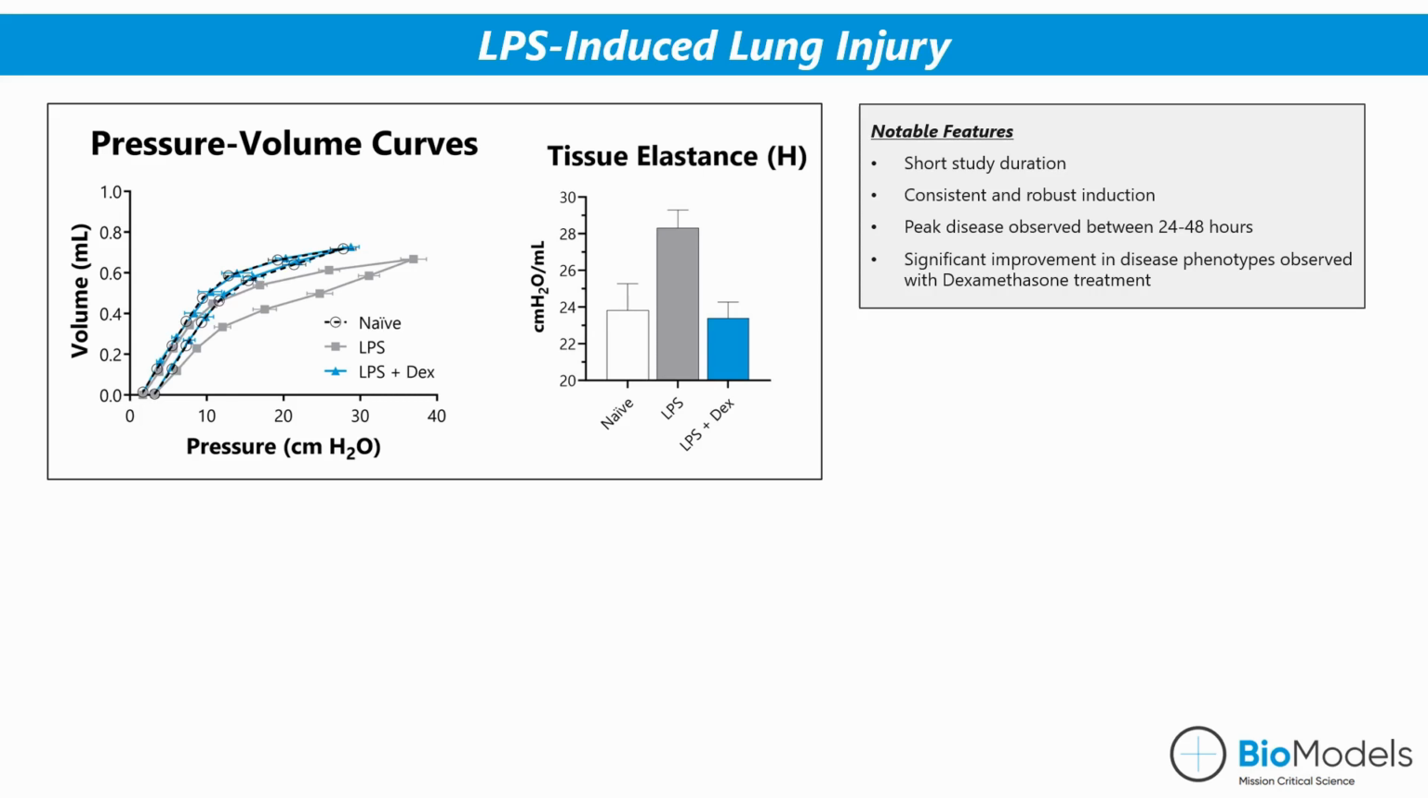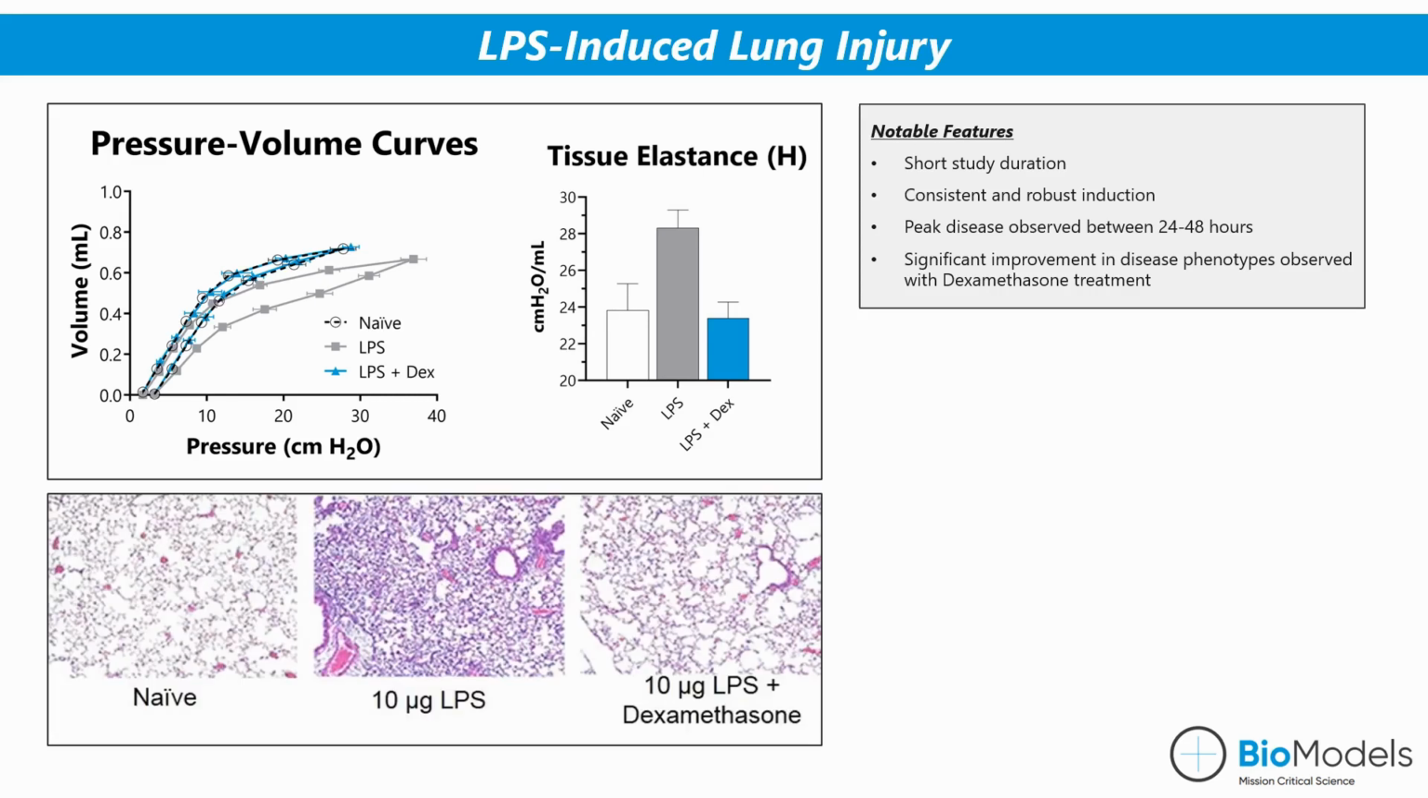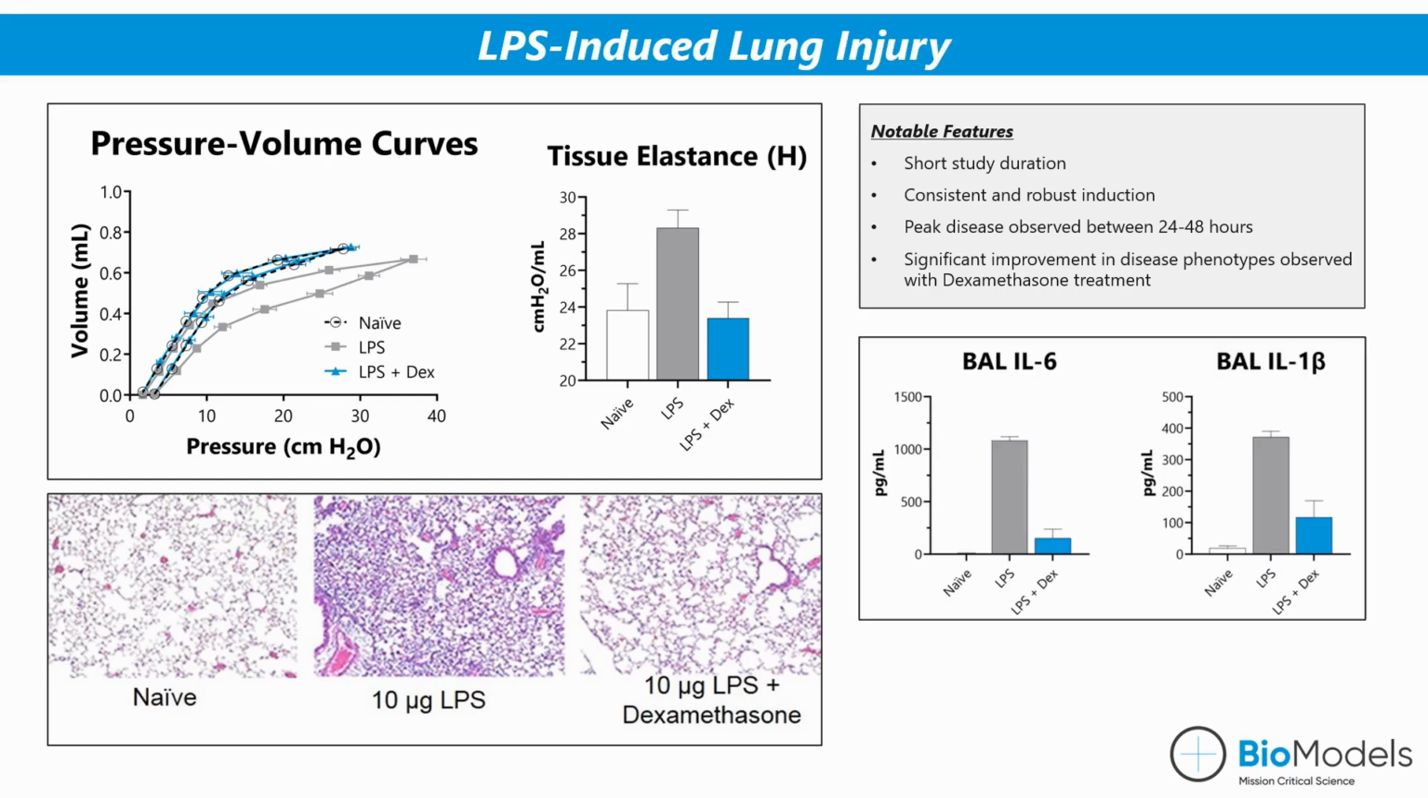Additionally, in this model, we see increases in inflammatory cells in diseased animals, and dexamethasone treatment results in substantial decreases in those cell levels. Additionally, looking at both IL-6 and IL-1 beta in the bowel fluid, we see large increases in diseased animals and substantial drops in dexamethasone-treated animals.